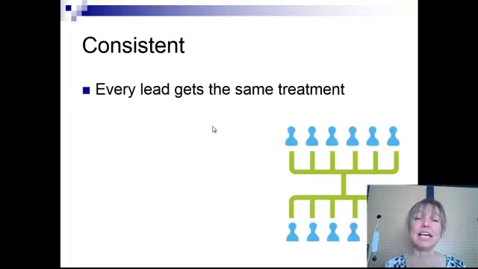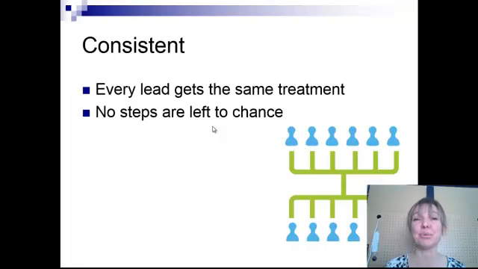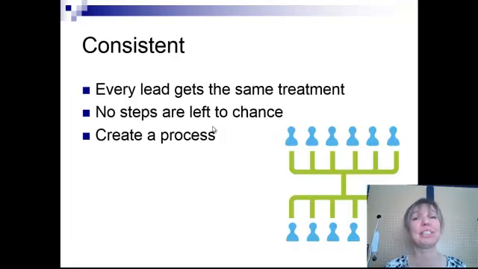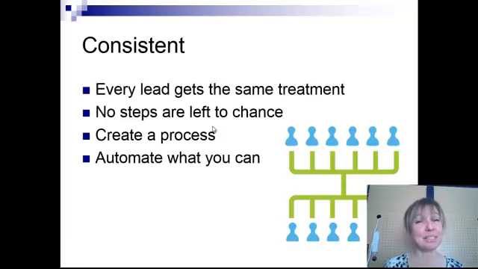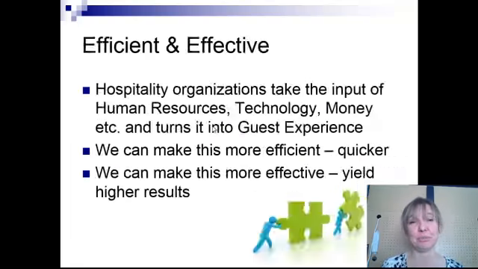Having a database means that we can be consistent. If we have a database and a process that is automated and tied together, we can consistently give every lead and every customer the same treatment with no steps left to chance. We have to build a process for this to happen though. So if we know that when somebody has stayed with us once, we want to send them a quarterly follow-up with perhaps a discount, we create a process and everybody who stayed with us at least once gets that follow-up. Automate what you can so that you don't have to try to remember it.